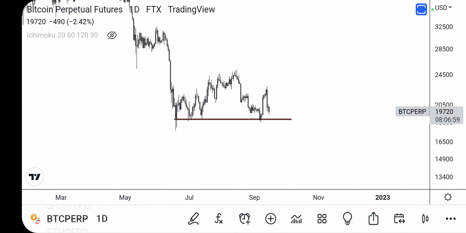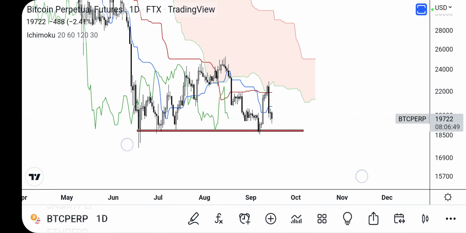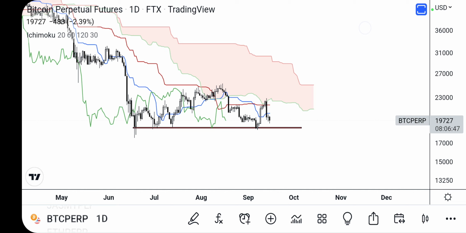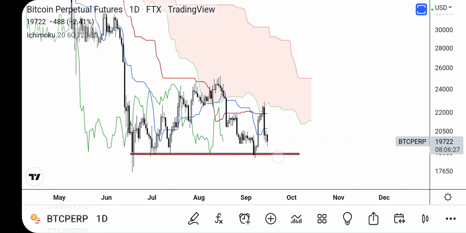First of all, let's look at the cloud settings. So let me use the default. Okay, this is the double cloud settings first, and you can see that it's very obvious what happened here. A push back down this way, which is almost true that the cloud always serves as support and resistance. So this is a resistance here. So we're looking at a push back down around here.